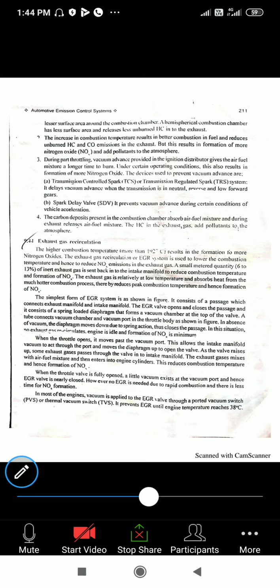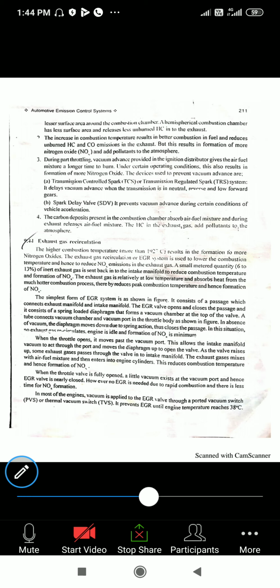So how is the exhaust gas recirculated and reused? I will give you a simple example of how this is done. So far you have studied the turbocharger and how it works. The turbocharger works on the basis of exhaust gas. The turbine in the turbocharger rotates with the help of the exhaust gas.